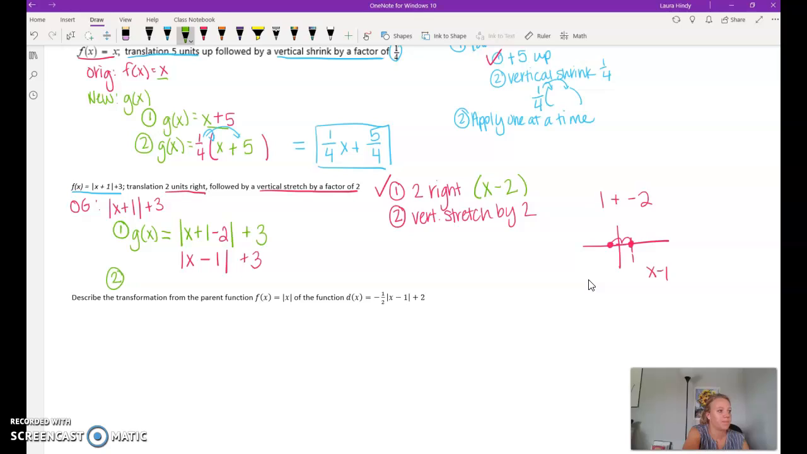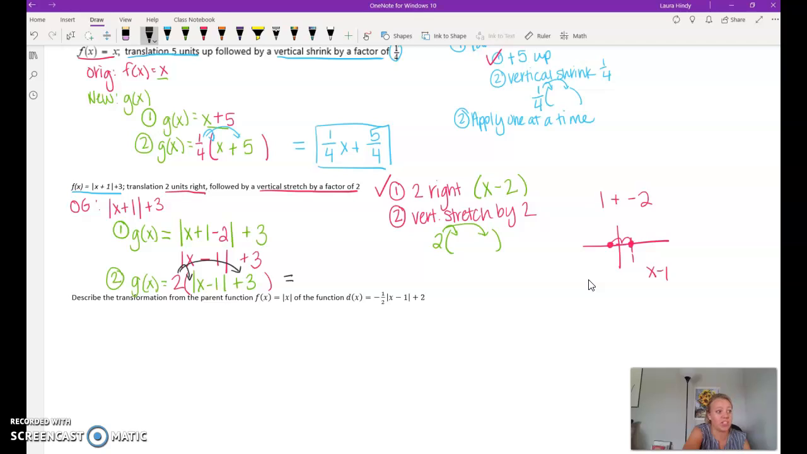Let's do step 2. So it says a vertical stretch by 2. So I remember vertical stretch means I'm going to take that whole equation and multiply it by 2. So g of x equals, I'm going to put the 2 out front, and I'm going to put the whole equation inside. So absolute value of x minus 1 plus 3. Now, be careful. When you distribute the 2, we don't go inside the absolute values. We're going to go right in front, and then we're going to hit the last one too, because we got to affect the whole outside, but not the inside.